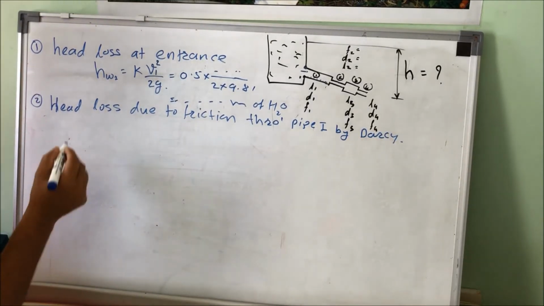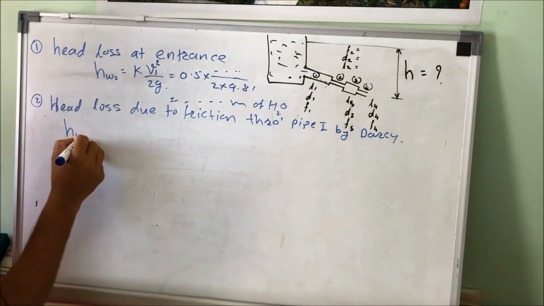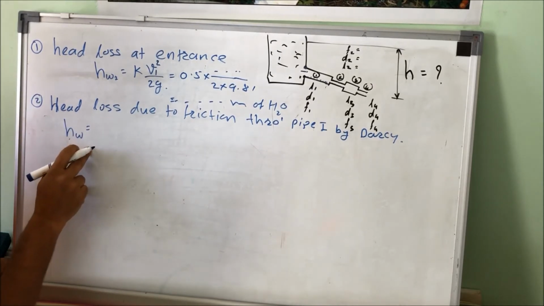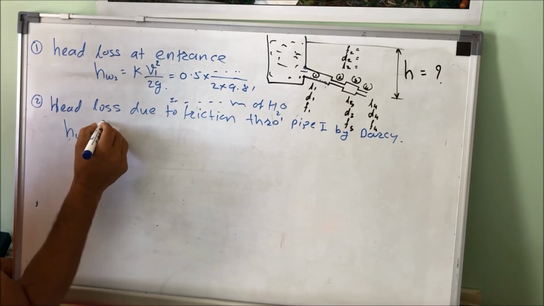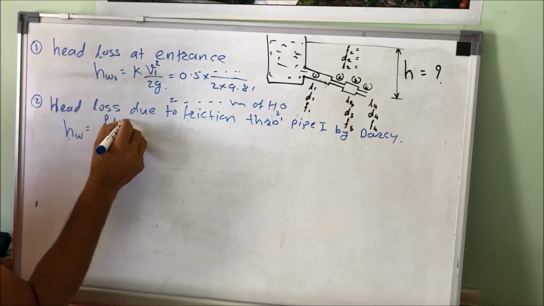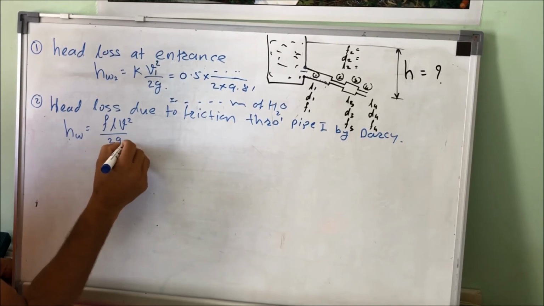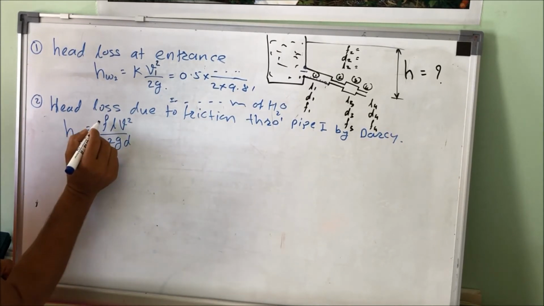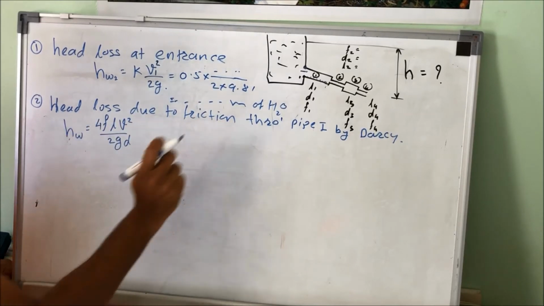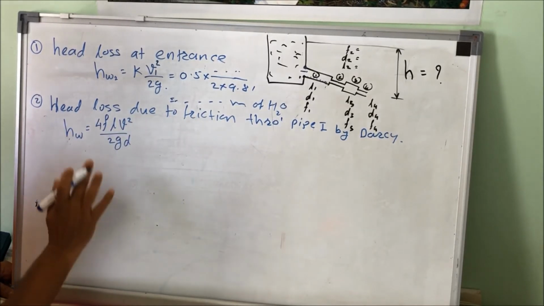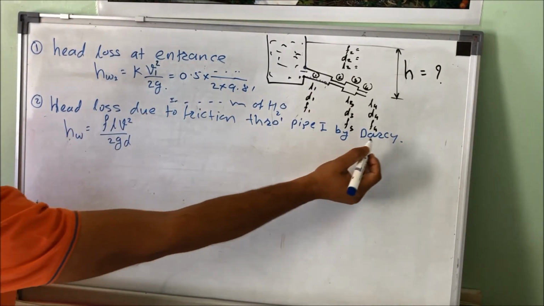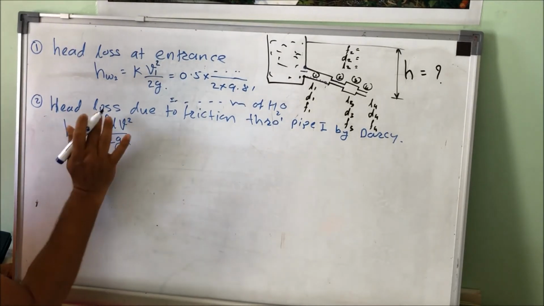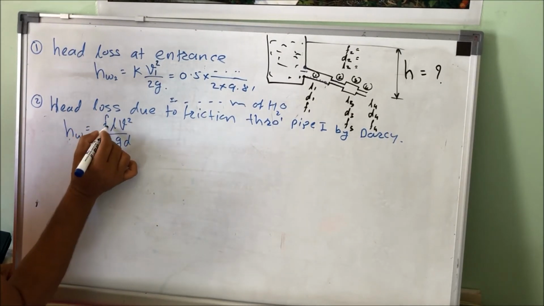So what is the Darcy formula? HW is equal to, or HF, because it is friction. So HF is equal to f L V square over 2gD. Some books use 4 here, and then it becomes the Fanning friction factor, not Darcy, remember that. We are finding the generalized formula, which is Darcy, f L V square over 2gD. So this is friction, for pipe 1.